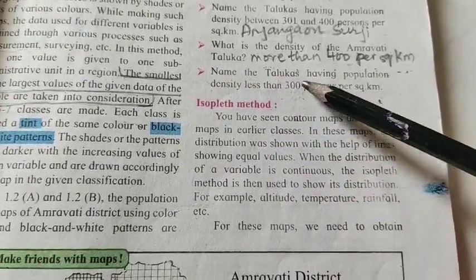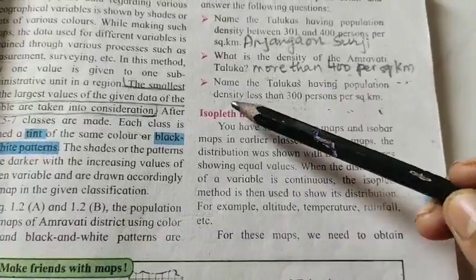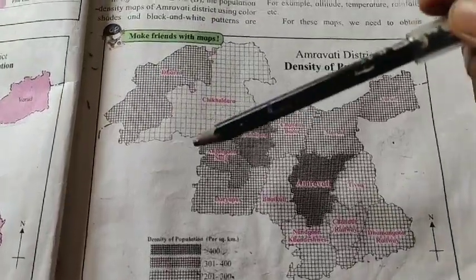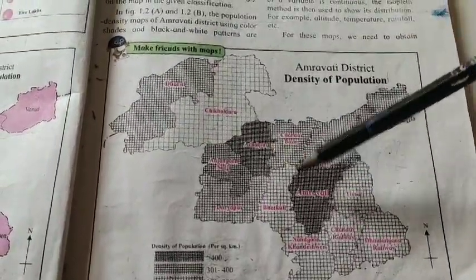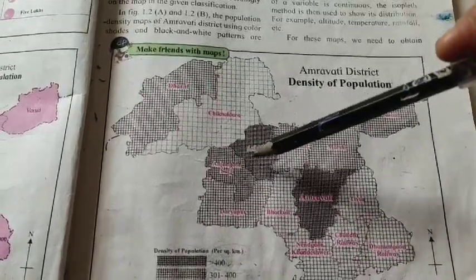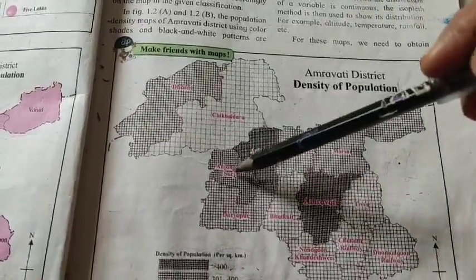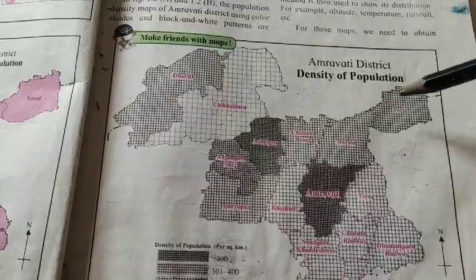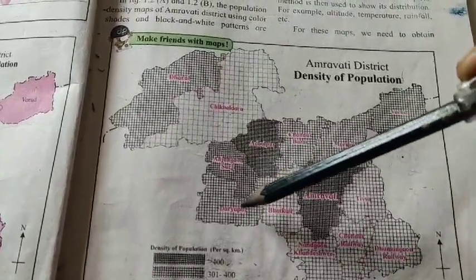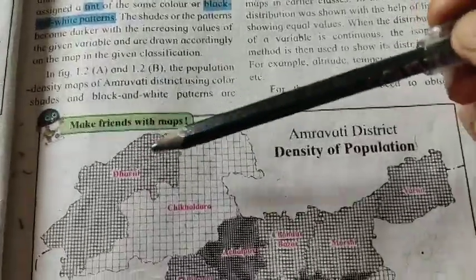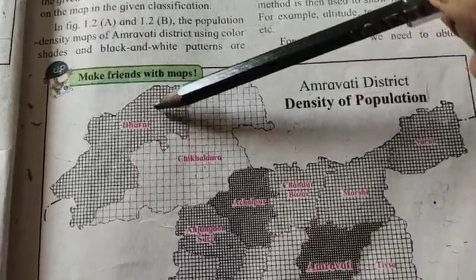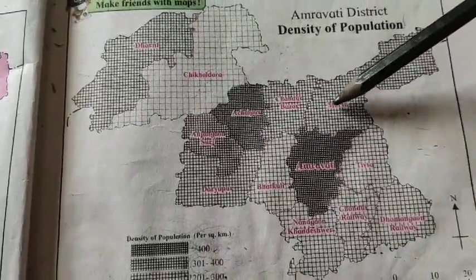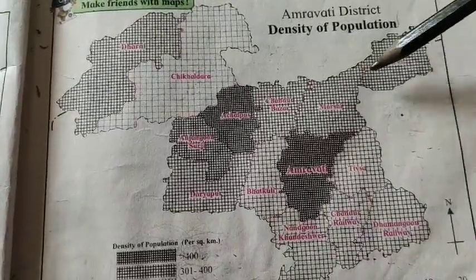Now the next question: name the talukas having population density less than 300 persons per square kilometers. After we have written down these three names, we dealt with the two questions, and the remaining ones show a population of less than 300 persons per square kilometers. So let's start. This is Dharni taluka, which shows a population of less than 300. Then Daryapur, Chandur Bazar, Morshi, Varud.